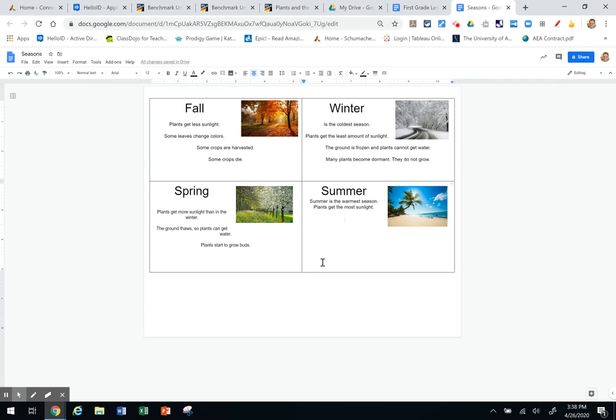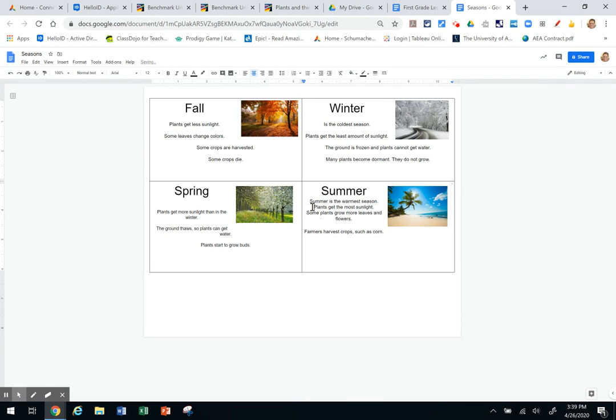Okay, here we go. We also know that some plants grow more leaves and flowers. So in the spring, the leaves and the flowers start to grow, but then in the summer they grow even more, okay? And we know that farmers harvest crops. Remember, harvest means to pick, such as corn.